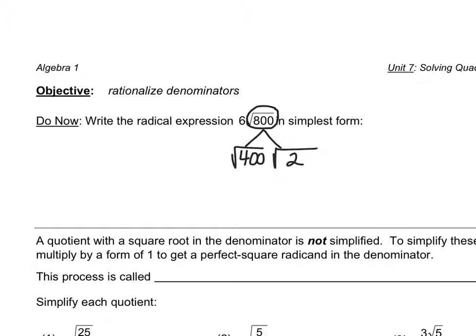All right, square root of 400 is 20. So we have 20 root 2. So then we have to bring down the 6.